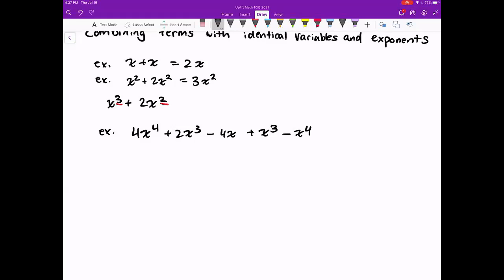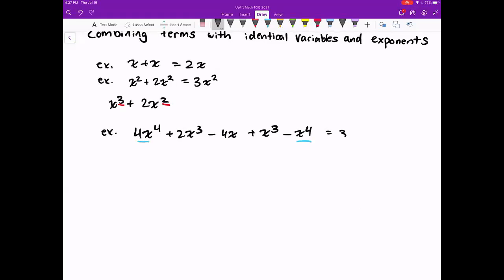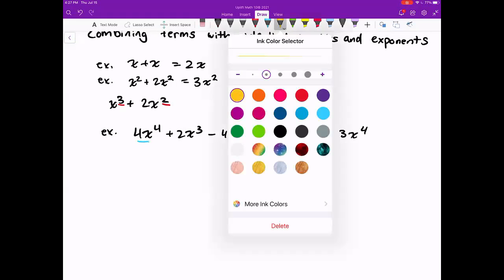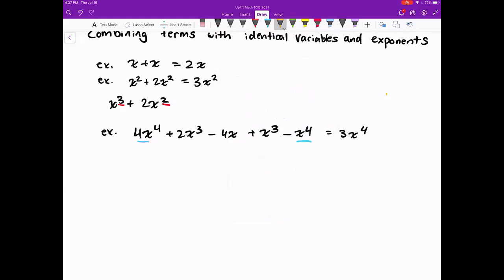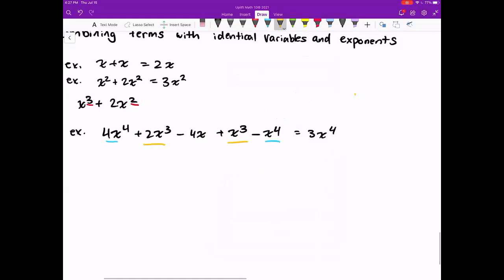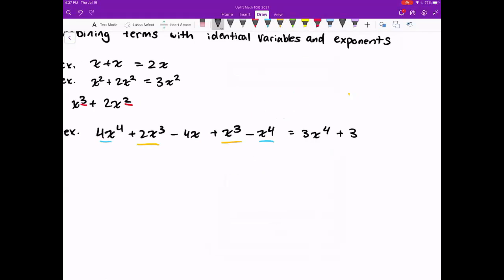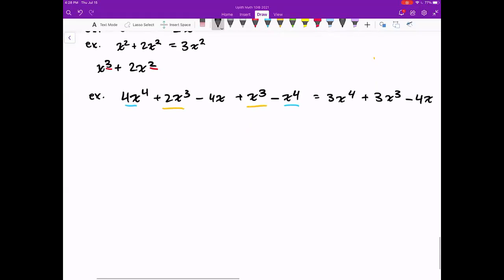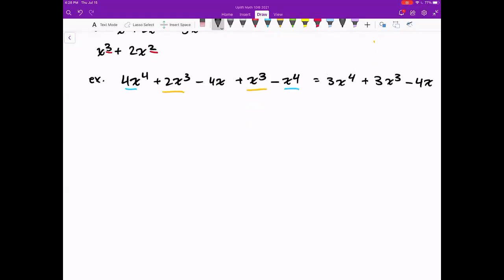To make this a little bit easier, we could visually group them together. We notice that we have 4x to the power 4 and negative x to the power 4, so those will be grouped together. When we subtract them, we get 3x to the 4. Then we also spot that we have 2x cubed and x cubed, so when we add those, we get 3x cubed. And we can't find a pair for the negative 4x, so we just put it at the very end. That's the basics for adding and subtracting polynomials. We should do more examples.